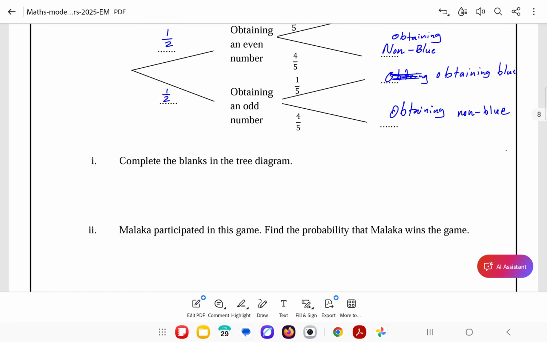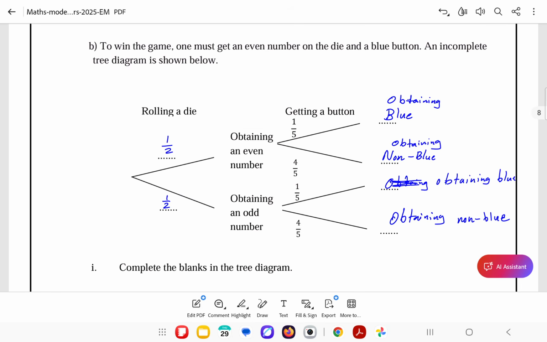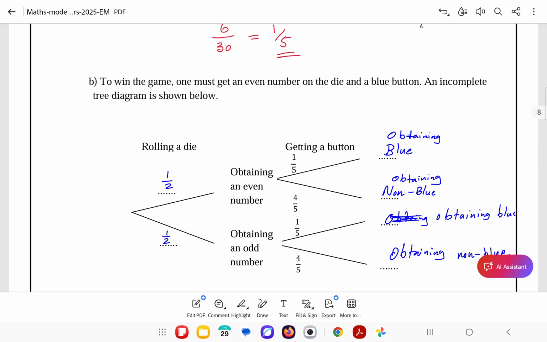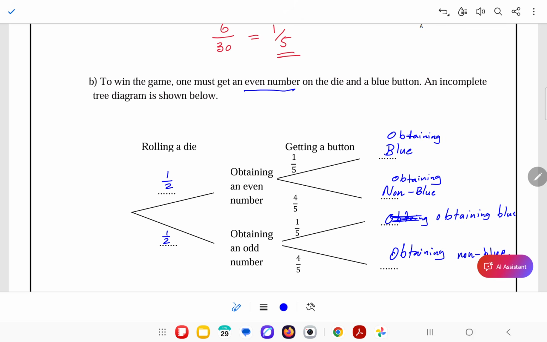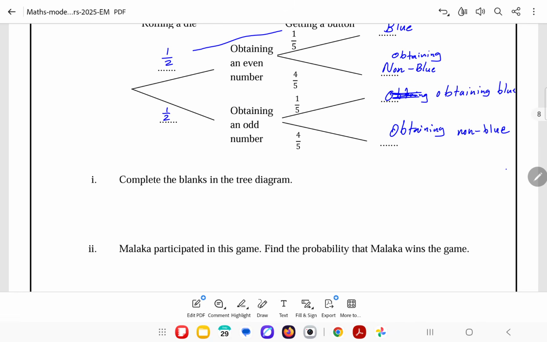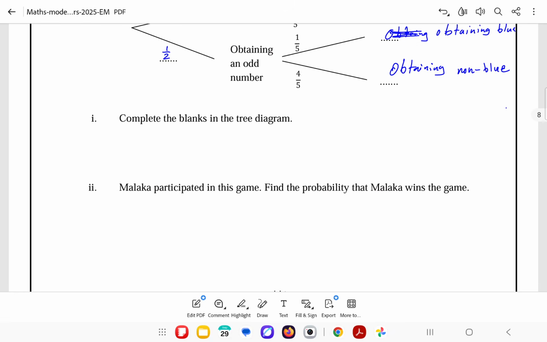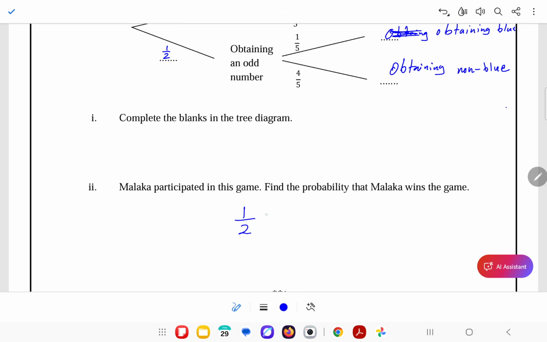Malaka participated in this game. Find the probability that Malaka wins the game. So how do they win the game? To win the game, one must get an even number and the blue button. So this one, even and blue. So half into 1/5. That is the only way you can win. So first you have to pick even, which is half, then blue, which is 1/5. So the probability of winning is 1 over 10.